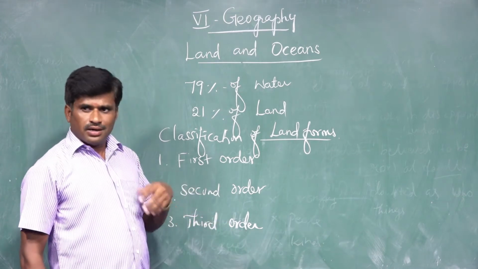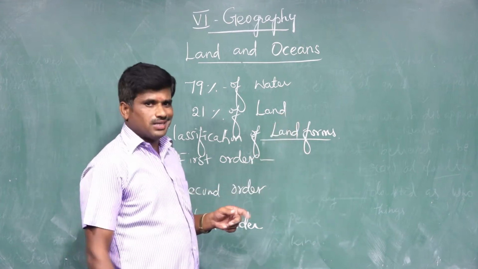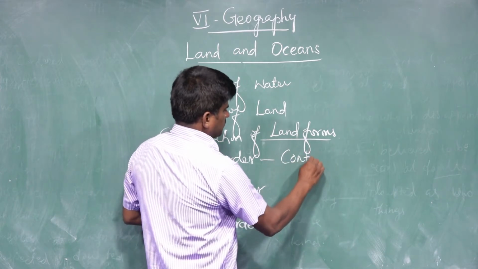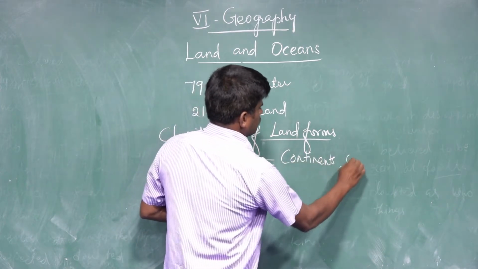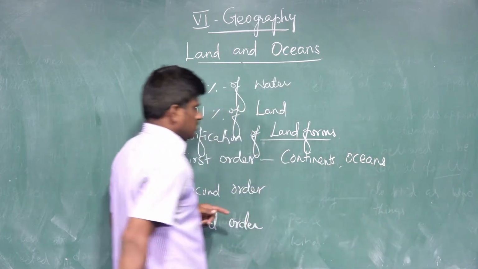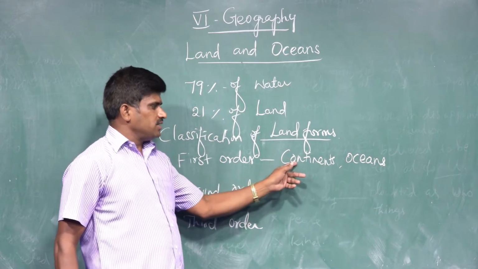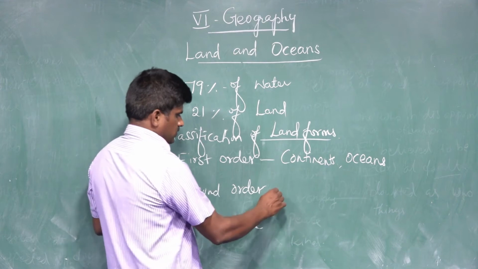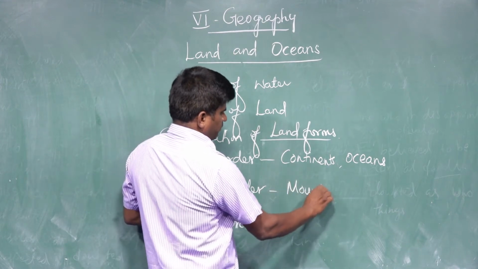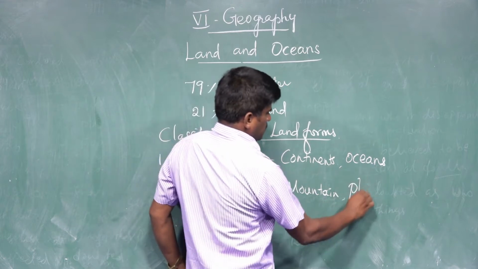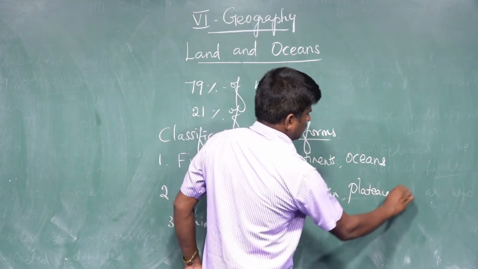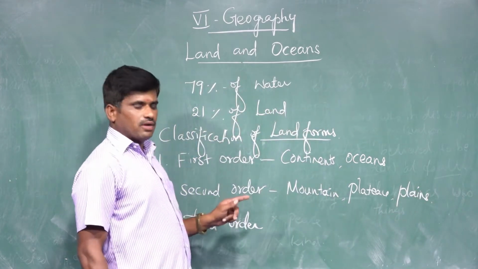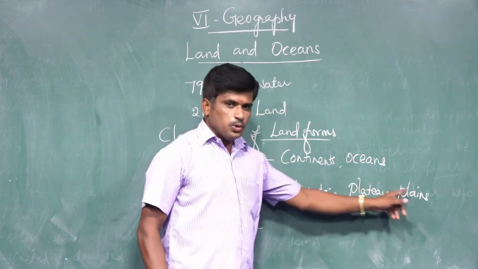Examples of first order landforms are continents and oceans. The second order landforms are categorized as mountain, plateau, and plains. What are they? Mountain, plateau and plains.